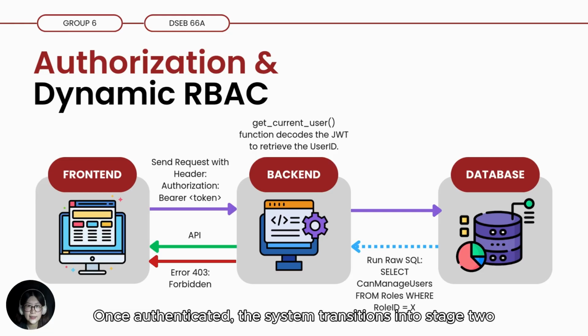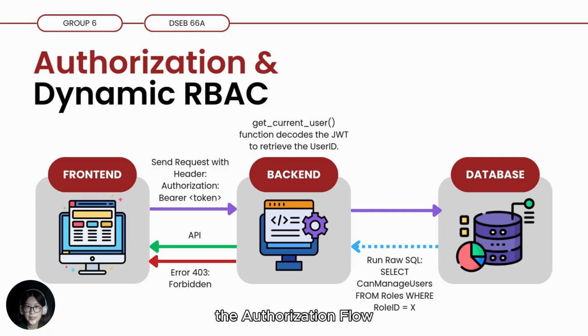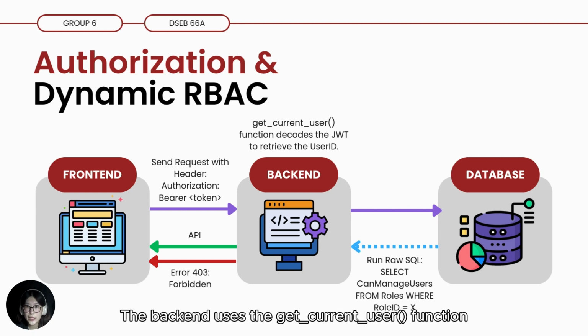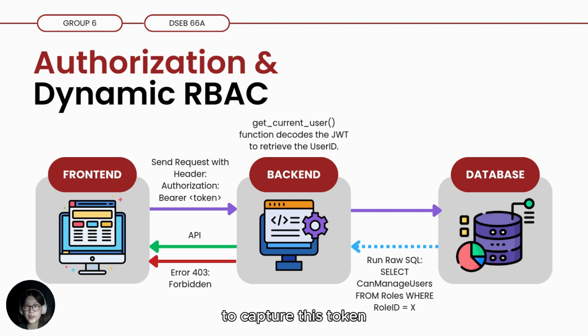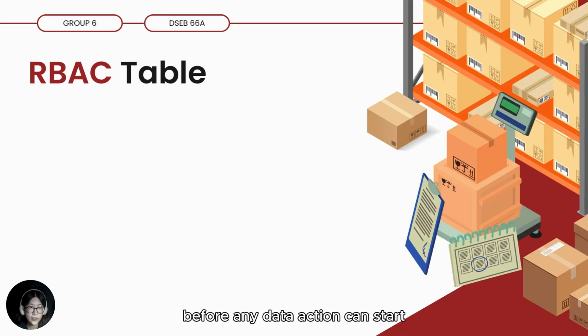Once authenticated, the system transitions into stage 2, the authorization flow. For every subsequent request, the front end automatically adds the stored JWT token into the HTTP header. The backend uses the getCurrentUser function to capture this token. It checks the signature and expiration before any data action can start.